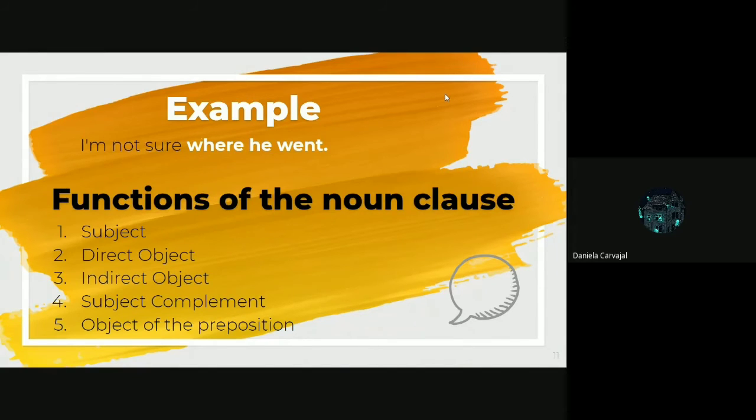We learned that the noun has the function of a subject, an object, or a complement, but the functions of the noun clause are to be the subject, direct object, indirect object, a complement of the subject, and object of the preposition.